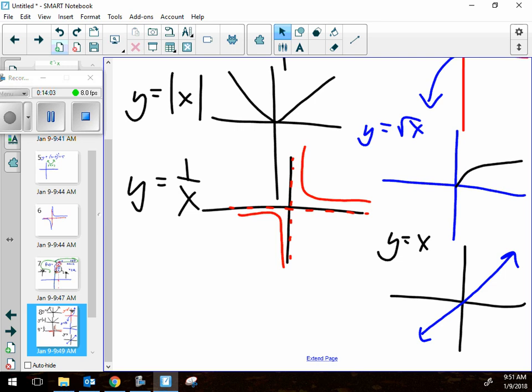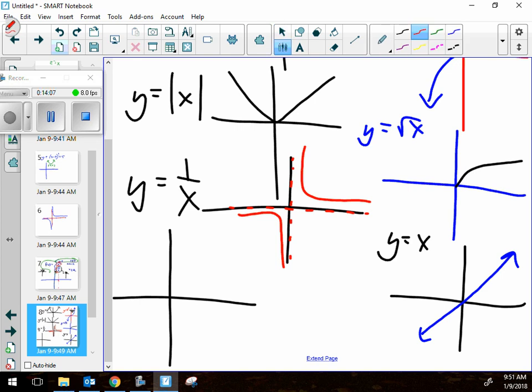Then we get to the logs and exponents. I gave you one of these earlier. This is still considered a parent function, one you should know. E to the x. Generally looks like that. Again, if I needed exact points, do you get that I would break out an XY chart? Do you remember what e is?